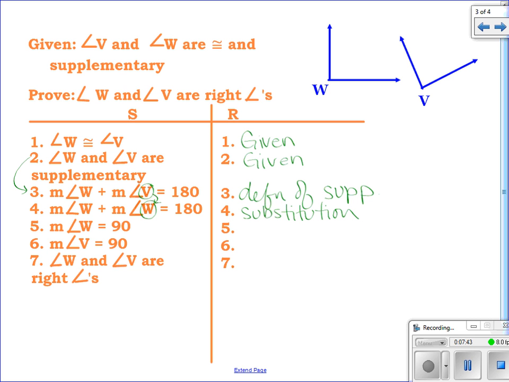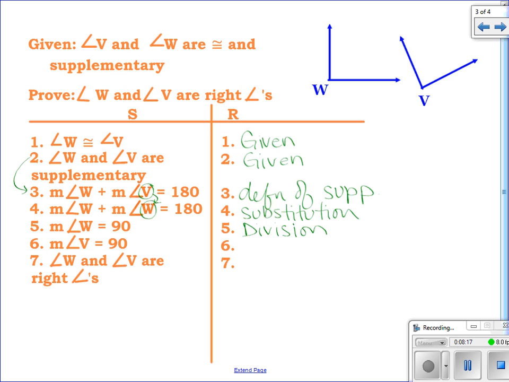Okay, this is the one that I was thinking in my head on the previous proof. They really did 2 things in this step. What are the 2 things? From 4 to 5, what did they do? First, they combined like terms. So it would really be 2 angle W equals 180. And then they did what to both sides? They divided by 2. Okay, so the step here is really division. They divided both sides by 2.